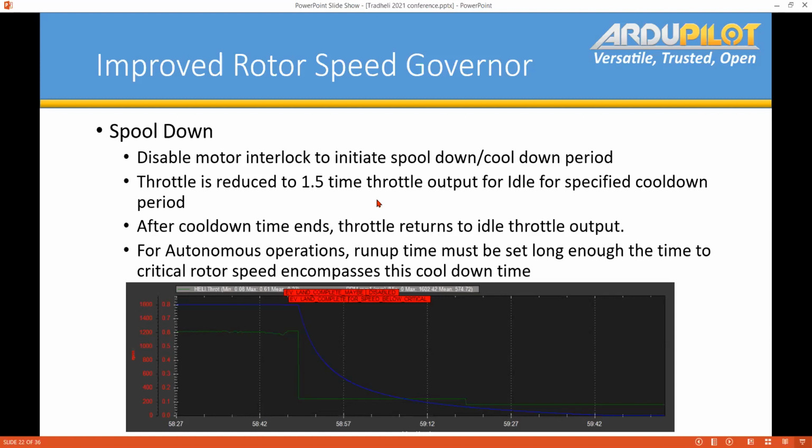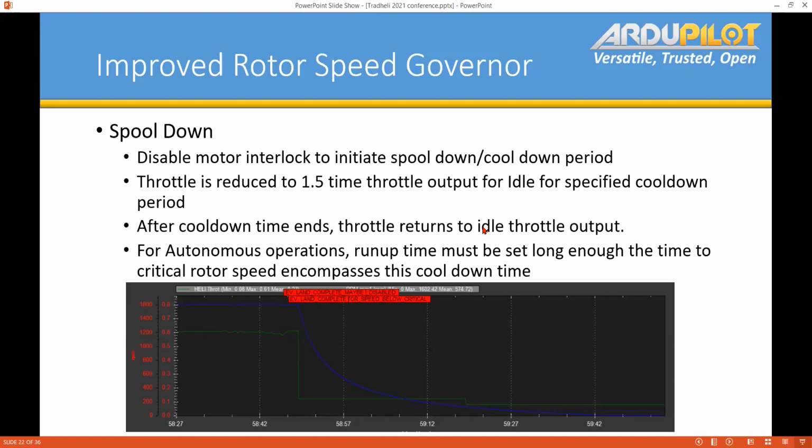The big thing to remember is that you want to set your spool up time, or your rotor run up time, long enough, because it uses that rotor run up time to dictate shutdown time. You want to make that long enough so that when it goes to do the shutdown, it actually allows the throttle and the engine to cool down before it goes to ground idle and then shuts down the aircraft if you're in an autonomous mode. So that's the big plug there.